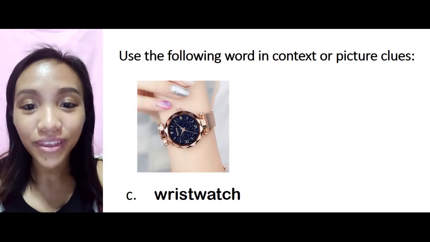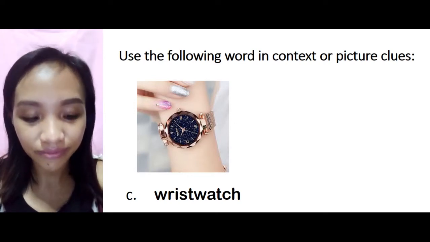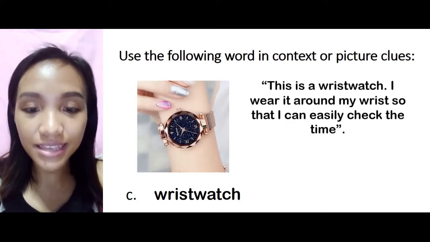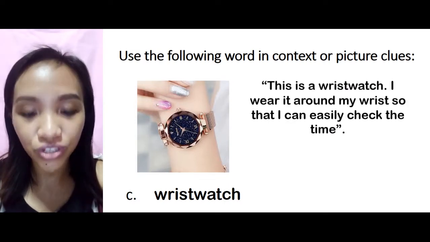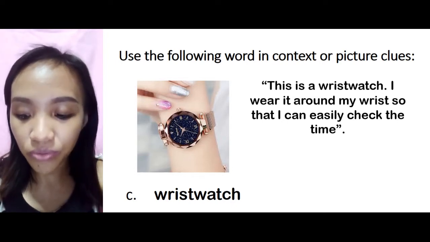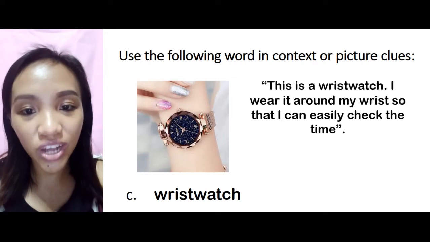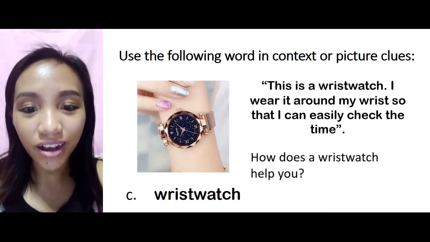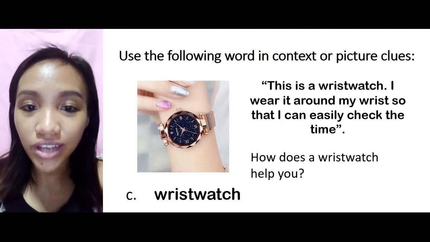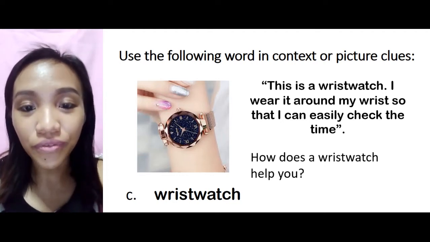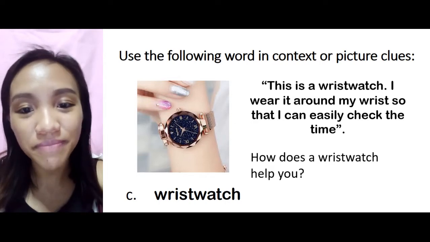This time, you can see a wrist watch. Let's use it in a sentence. This is a wrist watch. I wear it around my wrist so that I can easily check the time. How does a wristwatch help you? For sure, a wristwatch can help you in many ways.